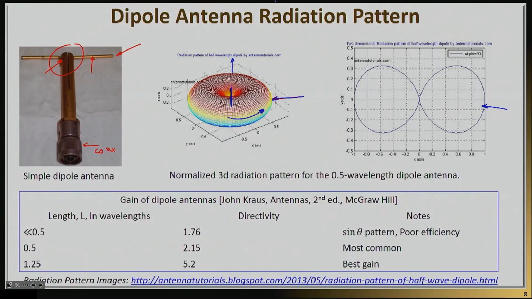I already mentioned the directivities for dipoles, but the other thing I would like to mention here is that if you have a very small dipole that is much, much less than the wavelength, you will more or less get a sine theta pattern, which is the theoretical result for a Hertzian dipole, but your efficiency will be very poor. So that's actually the main example you can remember of why we're not using small antennas.